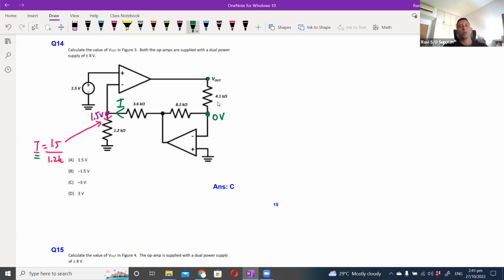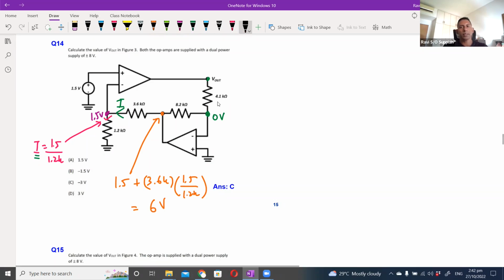Correct, the same I. So we can say that this point over here, the voltage here will be whatever voltage that I'm starting off at, which is 1.5, plus the voltage drop across the 3.6K resistor. So it will be 3.6K multiplied by the current, which is 1.5 over 1.2K. So that will give me 6 volt. So this is basically applying Ohm's law.